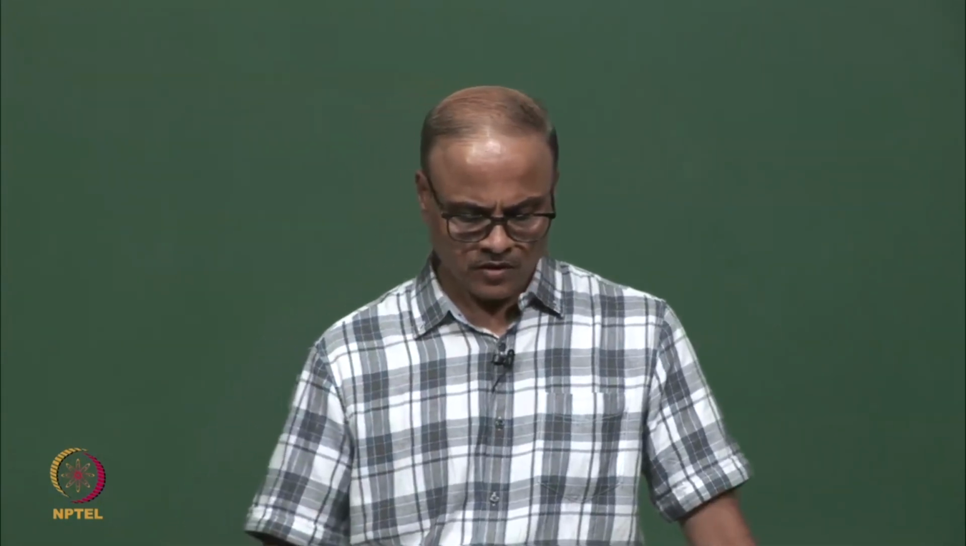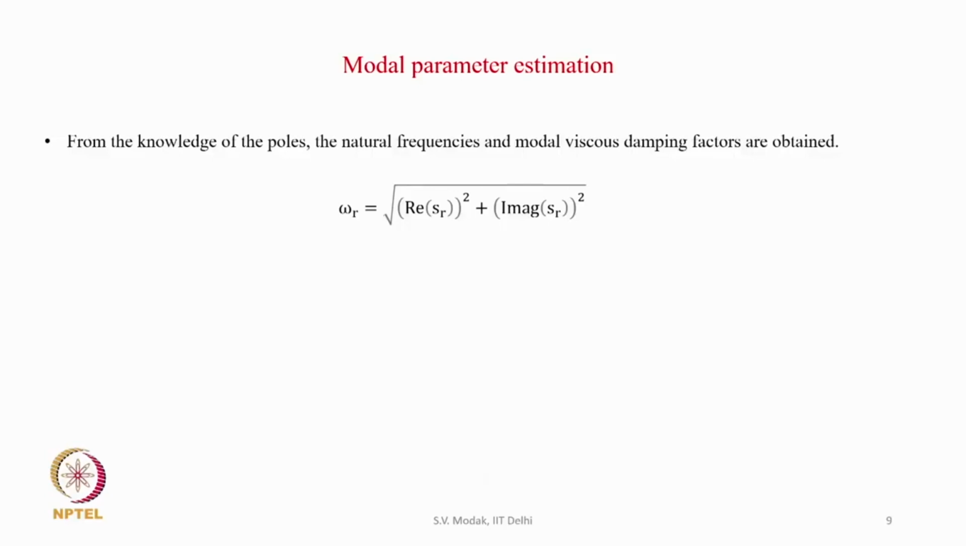and those expressions are, so omega r, that is the natural frequency of the rth mode, is equal to the square root of the sum of squares of the real part of the pole and the imaginary part of the pole, right. So, we get the rth natural frequency, and then we can find the modal viscous damping factor for the rth mode as zeta r equal to minus the real part of the pole, that is s r, divided by the natural frequency omega r, which has already been found out. So, this gives us the modal viscous damping factor.